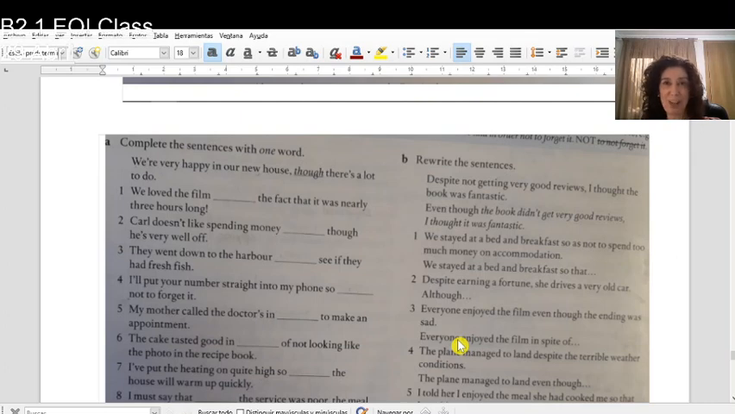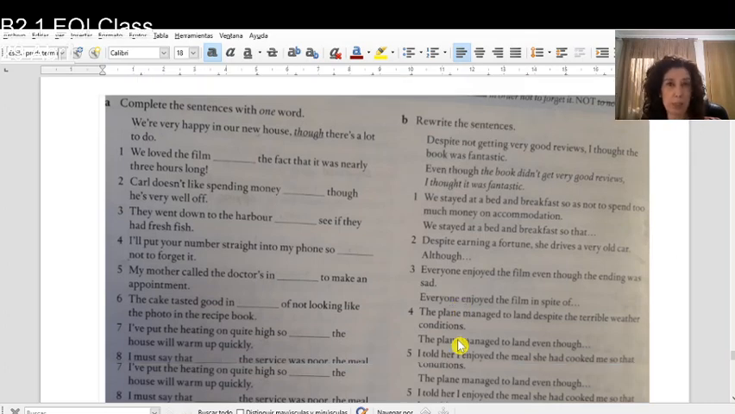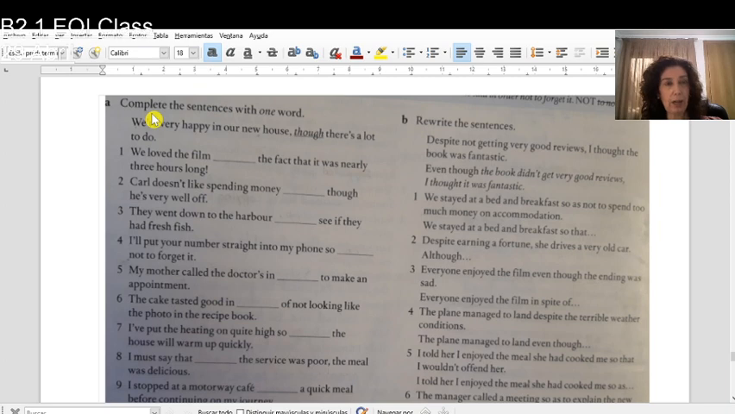Then for next Wednesday, you have to do this. A. Complete the sentences with one word. And B. Rewrite the sentences. For example, we are very happy in our new house. Esta mitad, esta al medio, entonces sería though there's a lot to do. Muy felices en la casa nueva, aunque hay mucho por hacer.